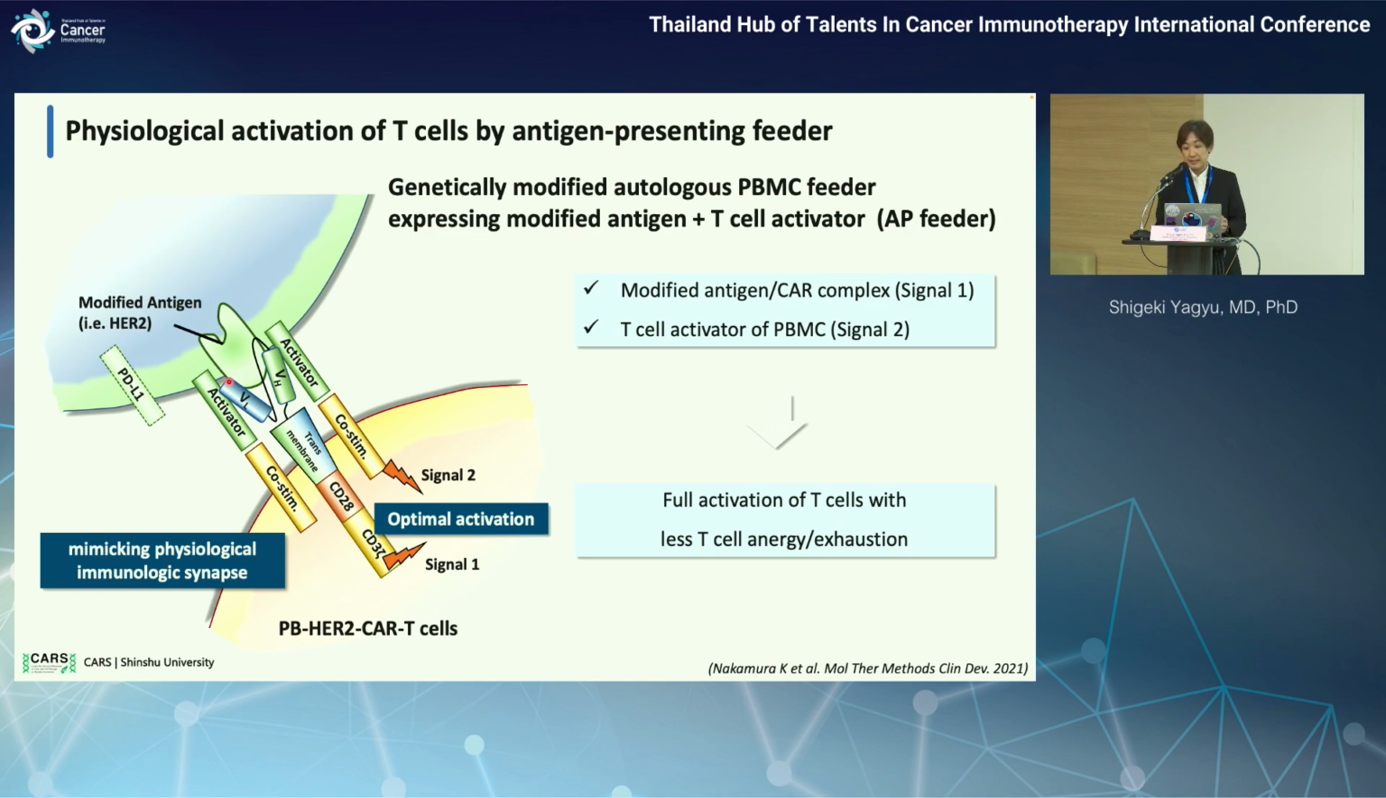Therefore, we hypothesize that genetically modified antigen-presenting feeder cells that can express modified antigens and ample co-stimulation might mimic the physiological immunologic synapse, as you can see here, that can provide optimal activation of T cells. So to do this, using HER2 CAR T cells as a model, we developed autologous PBMC-derived feeder cells overexpressing the modified antigen and recombinant T cell activators, and we stimulated the CAR-transduced T cells with these feeder cells.